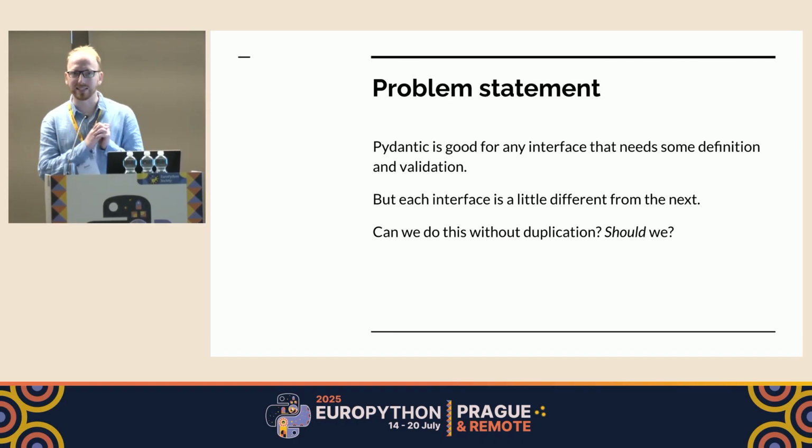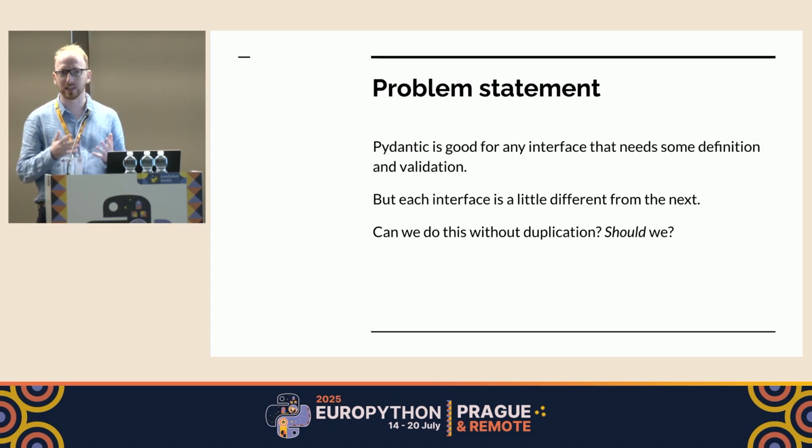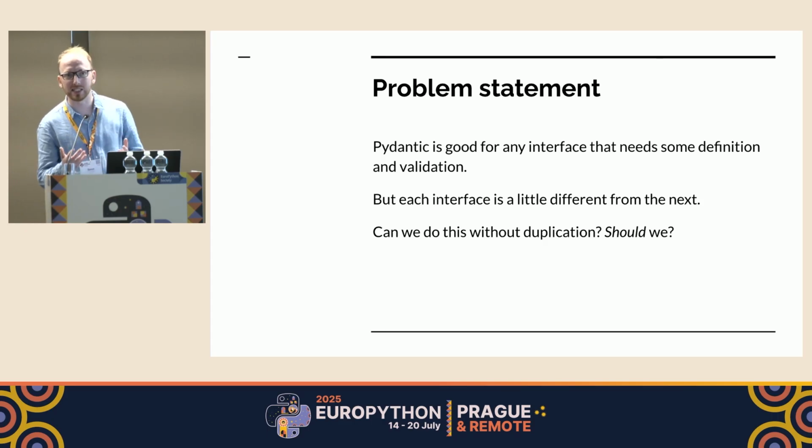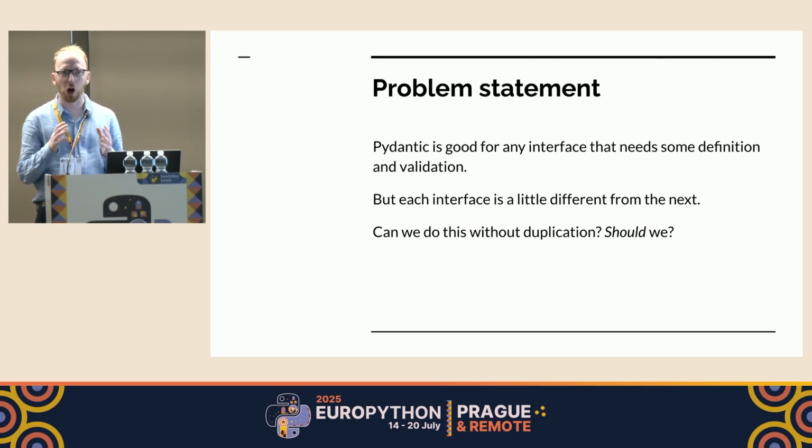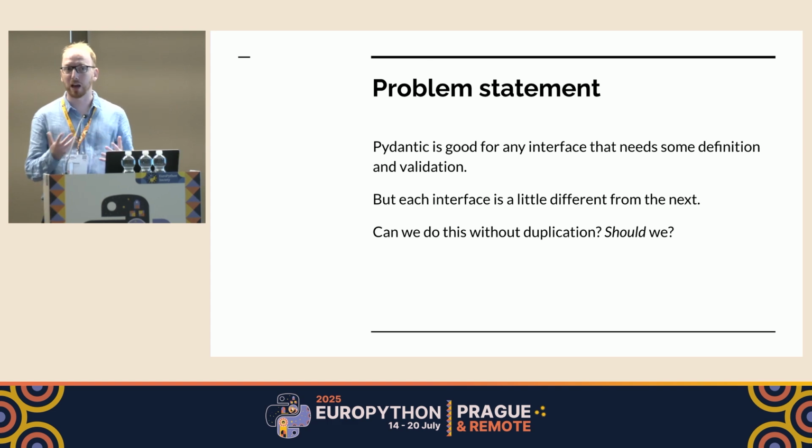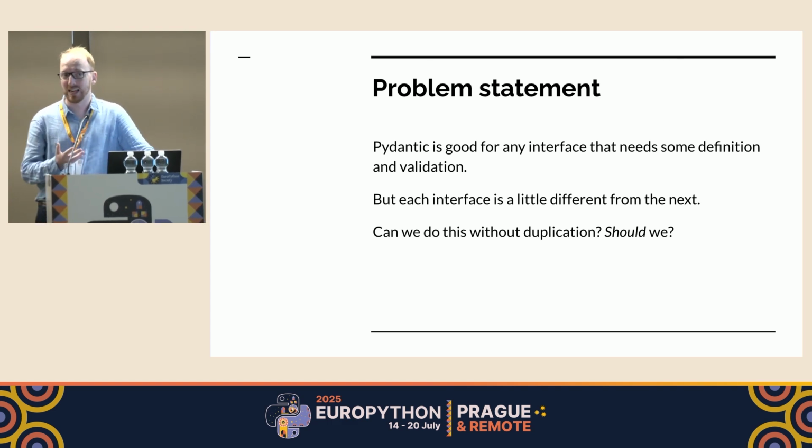Pydantic is amazing, and I love it, and I love to use it everywhere. It's good everywhere you need an interface that needs a validation. But every interface is a little bit different, even though the underlying object that you're trying to model is kind of the same. So can we write Pydantic code without duplication, and should we? Is really the question of the hour.